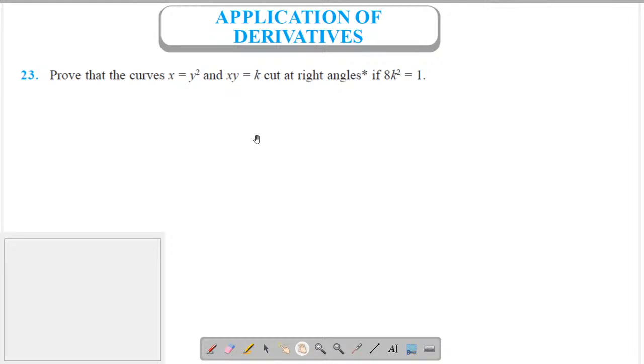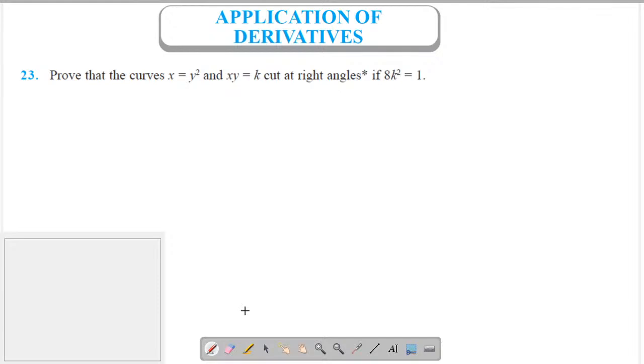Let's try to solve one more question from the same topic, and here we have to prove that the curve this and this cut at a right angle if 8k square is equal to 1. Okay, and guys, as we know, tangents to the curve should be perpendicular to each other if the curves cut at a right angle.